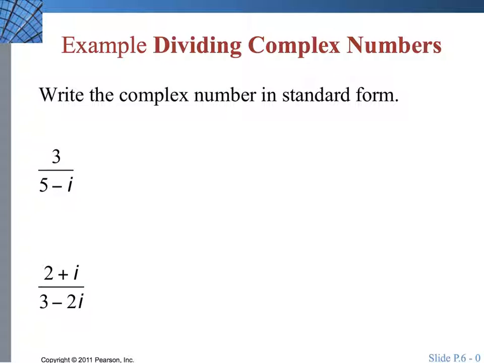So to do that, on this very top one right here, 3 over 5 minus i, our strategy is to multiply by the complex conjugate of the denominator. So the complex conjugate of 5 minus, oh, where's my eraser? Oh, don't do that. All right, you're going to have to live with that dot there because I don't know how to get it off there. All right, so the complex conjugate of 5 minus i is 5 plus i.